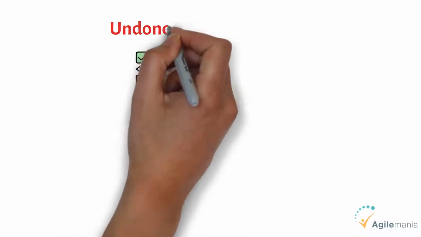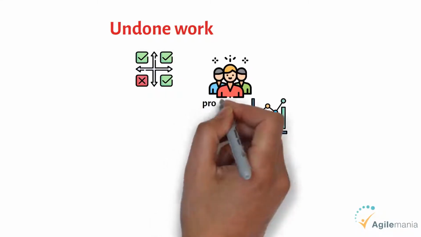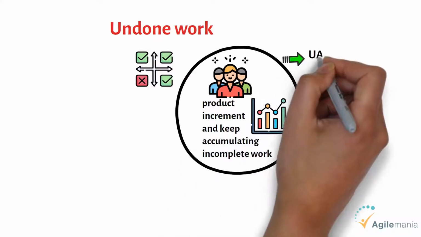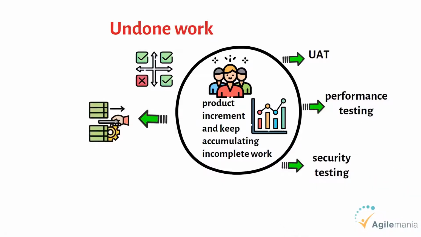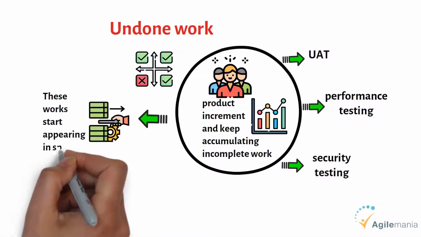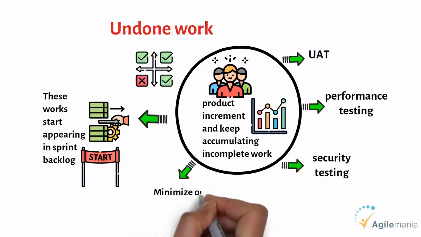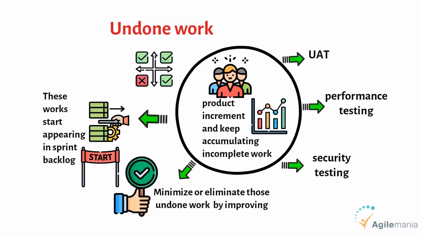team. Fifth, undone work. The team does not produce a potentially releasable product increment and keeps accumulating incomplete work such as UAT, performance testing and security testing, etc. Later on, this work starts appearing in the sprint backlog as and when that work begins. Minimize or eliminate that undone work by improving your definition of done and doing all work within the sprint.